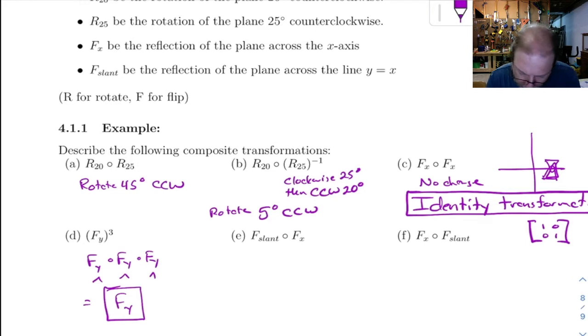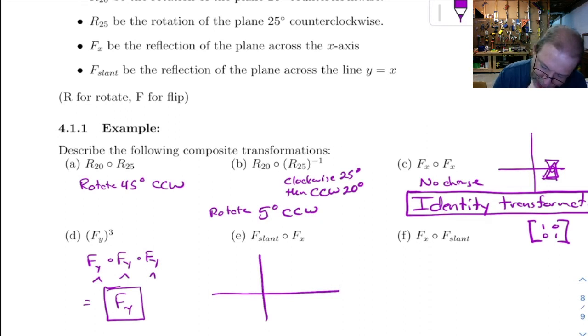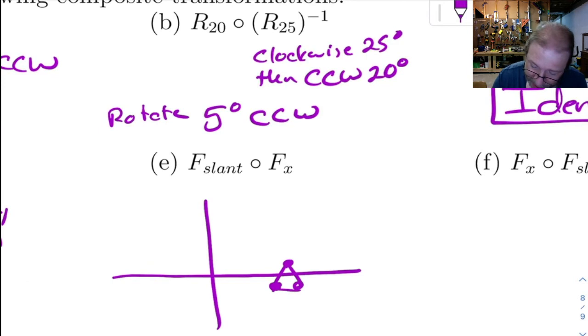And let's see. Let's go ahead and do this. Flip across the slant and then flip across the x-axis. This one we might need to think about a little bit. Let's say that we had this triangle here. If we start off with this triangle and we flip it across the x-axis, it's going to flip upside down like this, to green. Then when we flip it across the slant line, it's going to give us something up here.